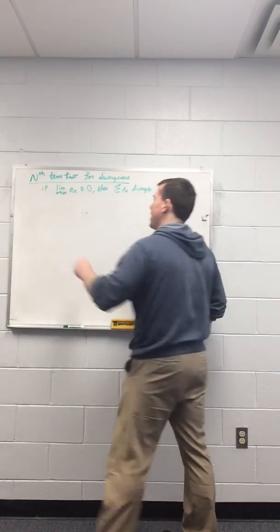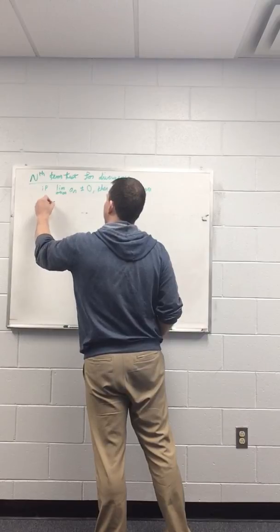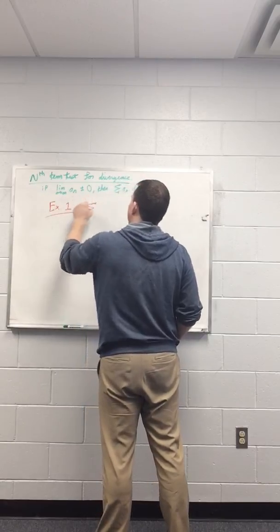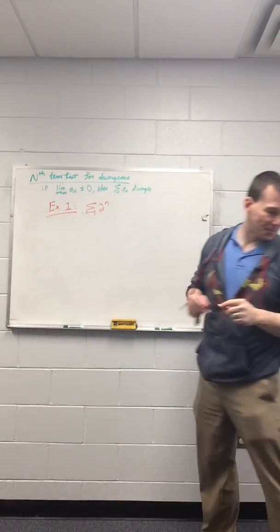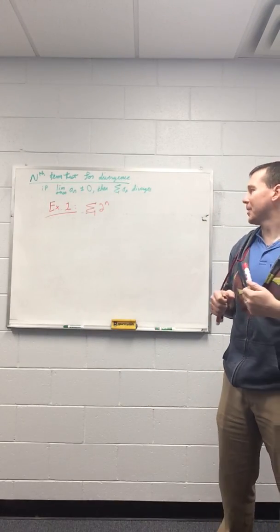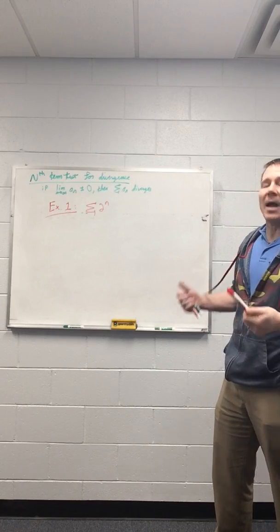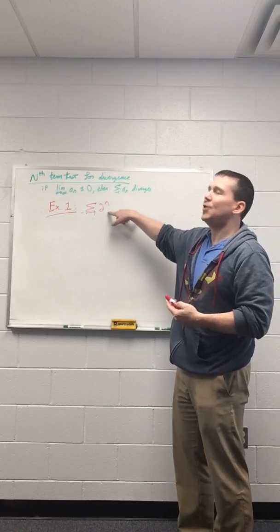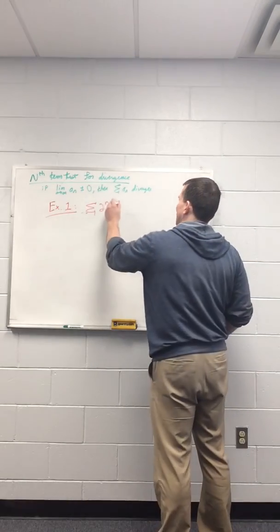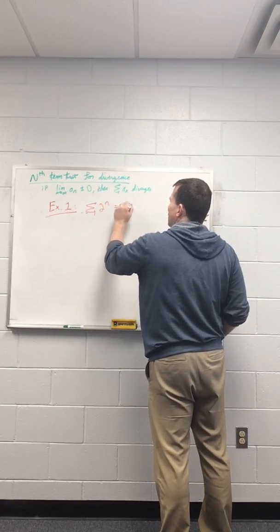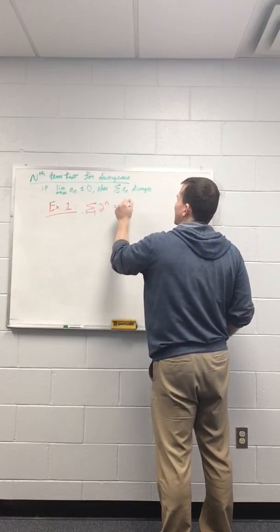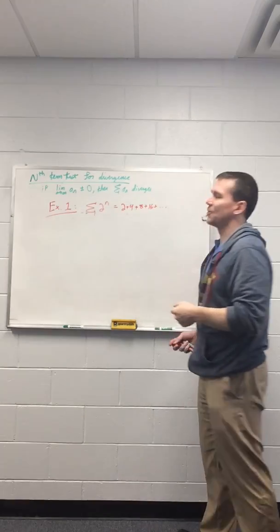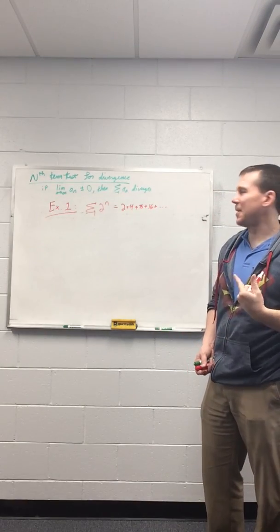So suppose we have, for example 1, the series sum of 2 to the n. Does that converge or diverge? I would point out, and again, this should be fairly obvious, that's why we're doing it. 2 to the n, if we write out the terms, we get 2 plus 4 plus 8 plus 16, etc. Clearly that will be infinity.